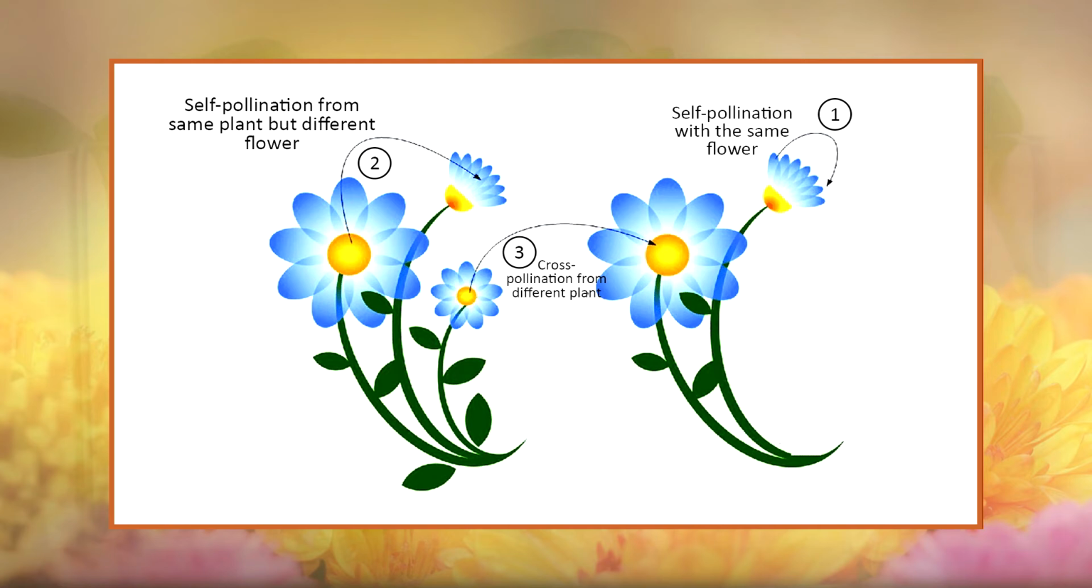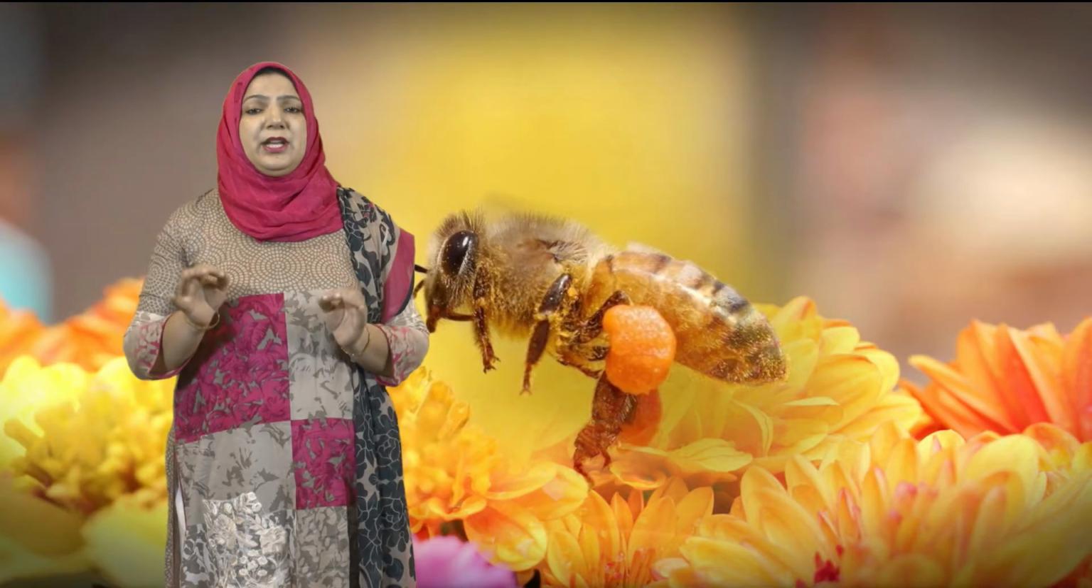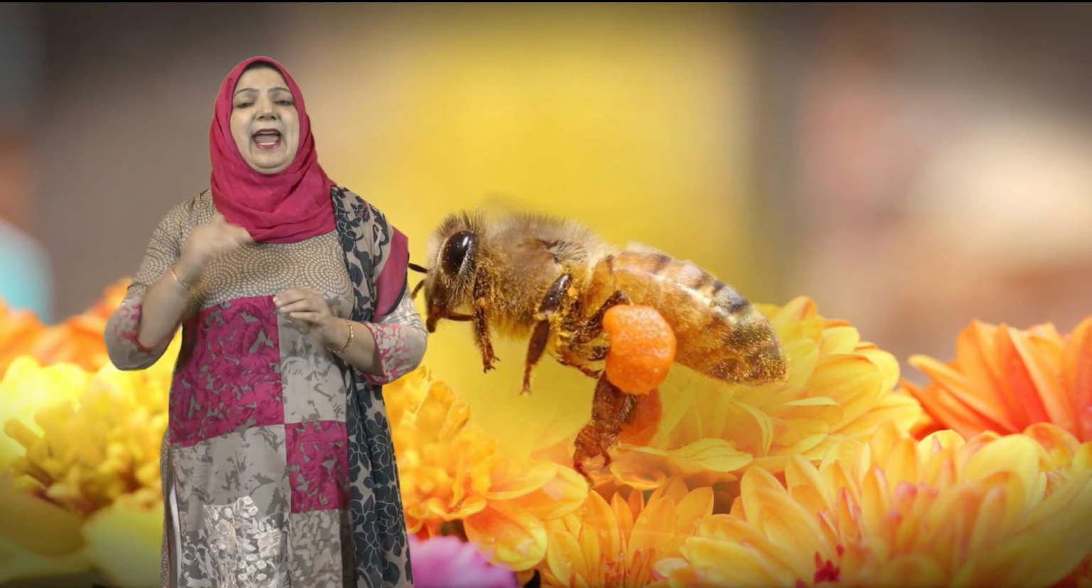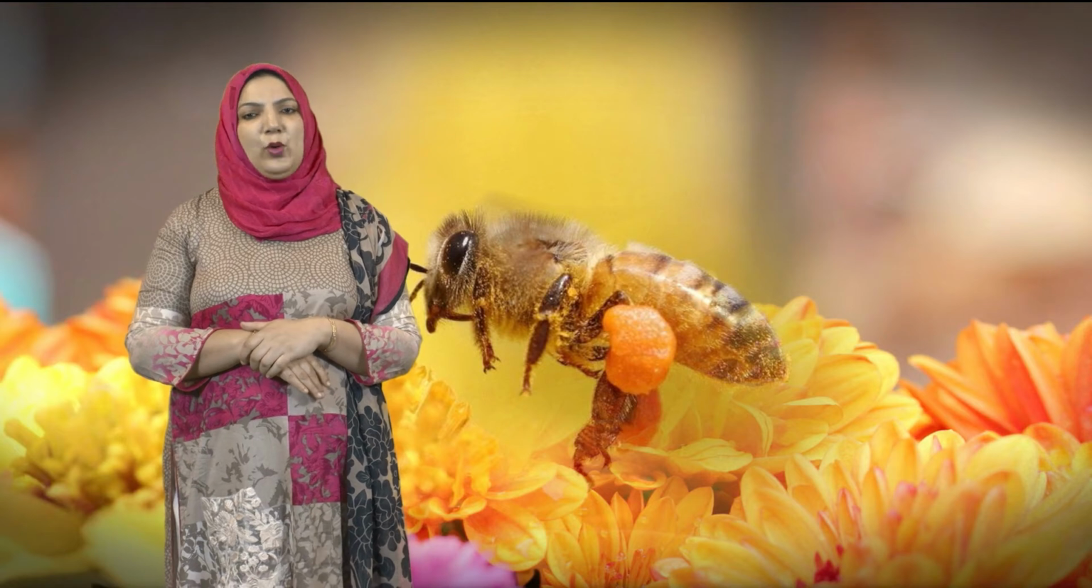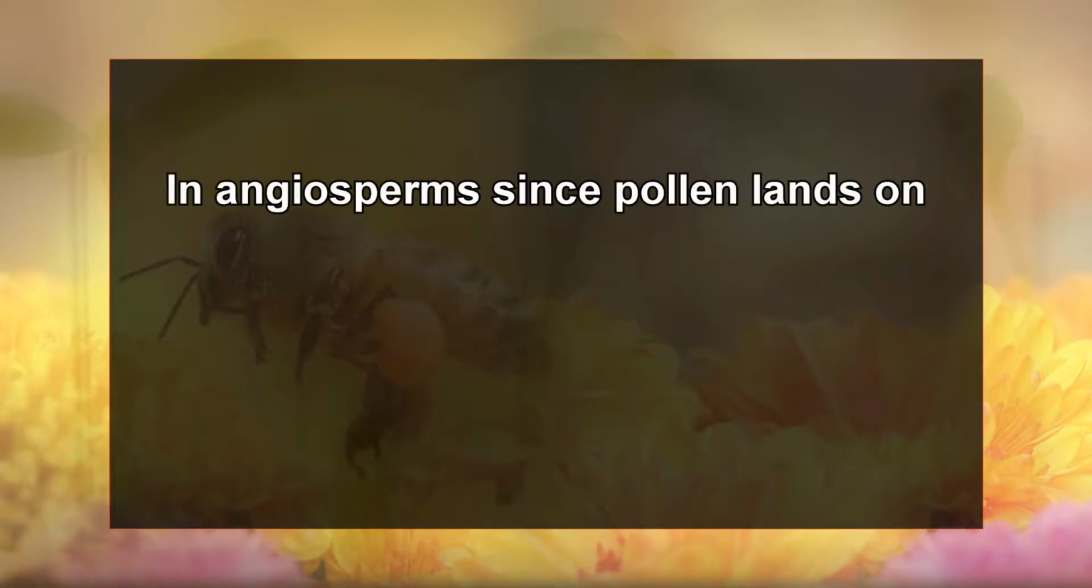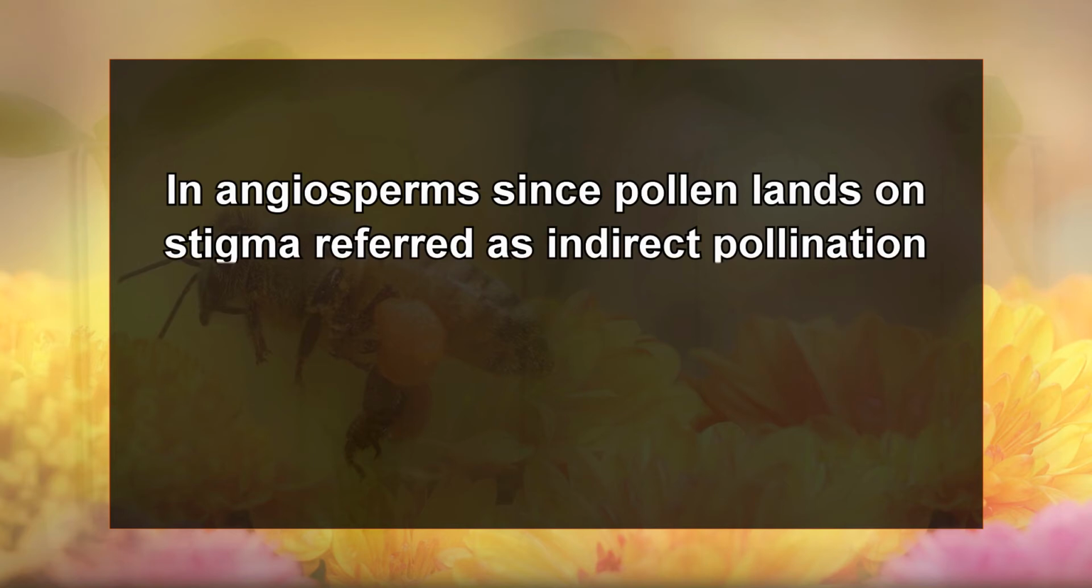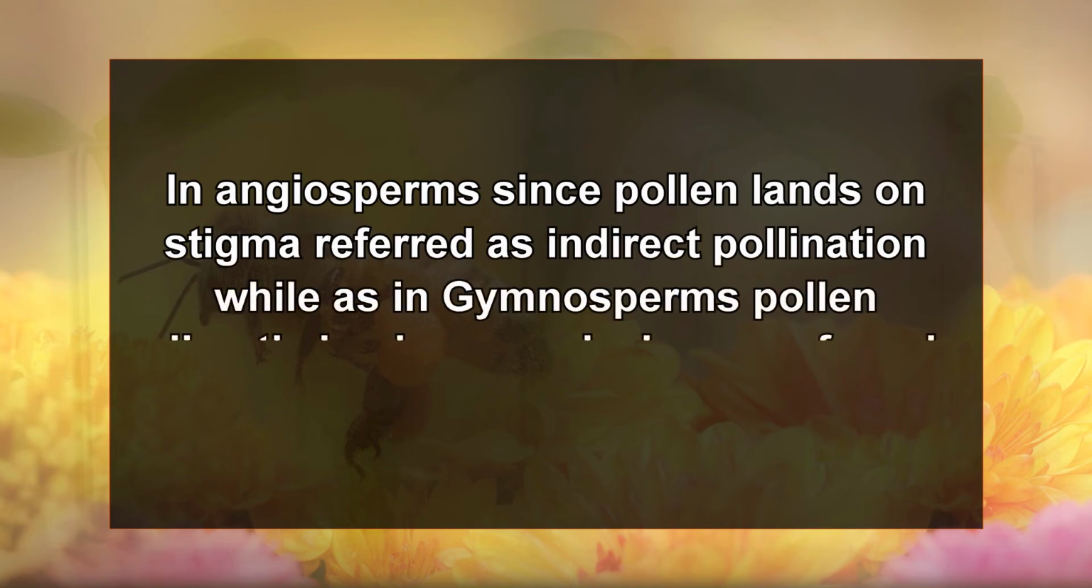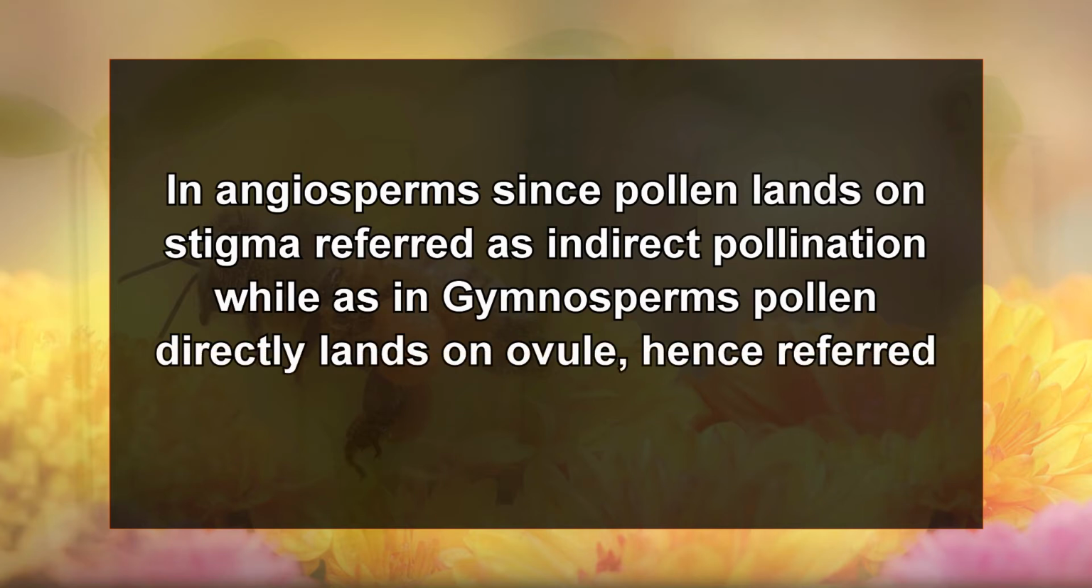The process of transfer of pollen grains from anther to stigma of the same or different flower, but on the same or different specific plant, is known as pollination. Pollination refers to the landing and subsequent germination of pollen on the stigma. In angiosperms, since pollen lands on the stigma, it is referred to as indirect pollination, while in gymnosperms, pollen directly lands on the ovule, hence it is referred to as direct pollination.